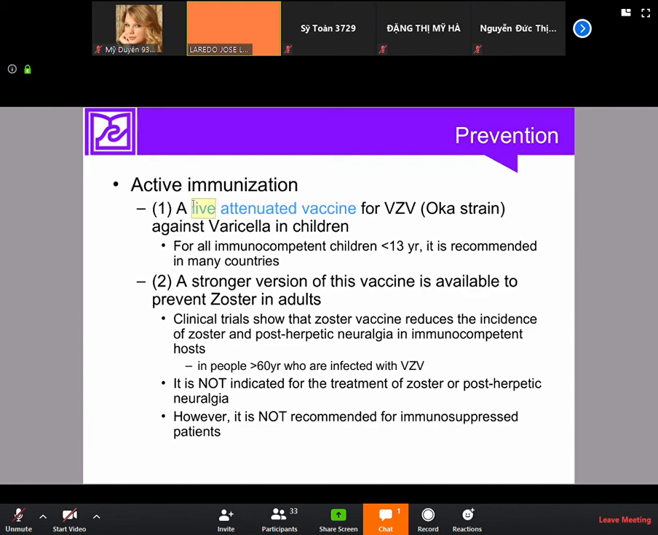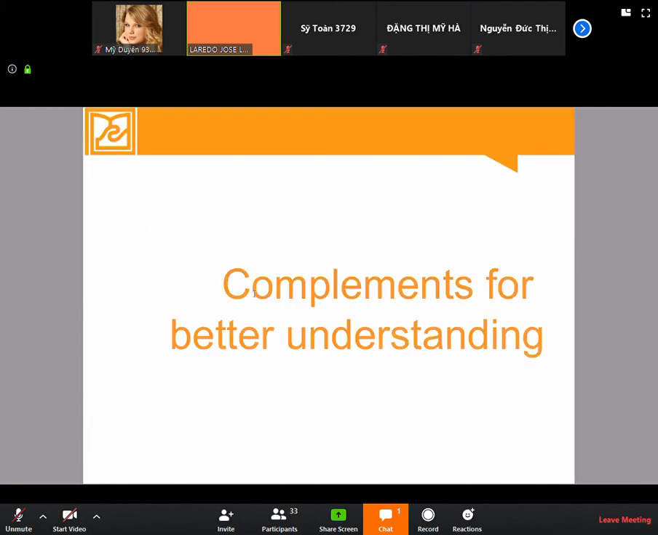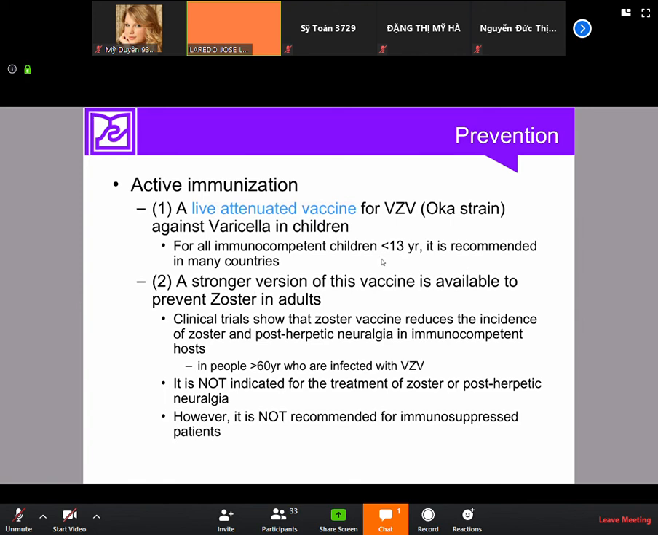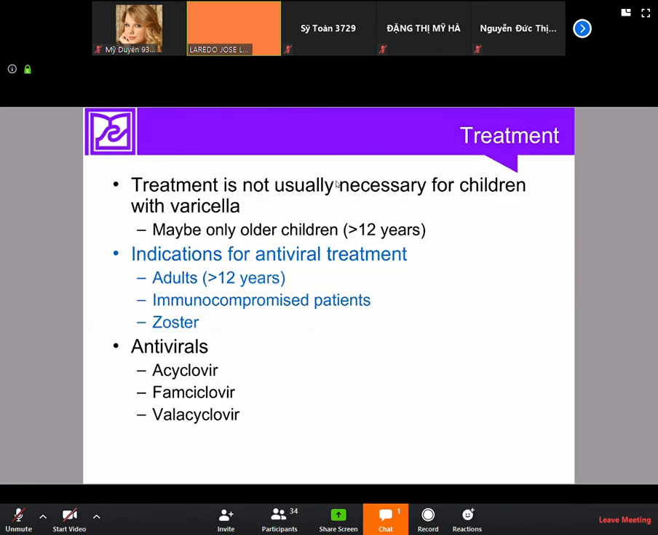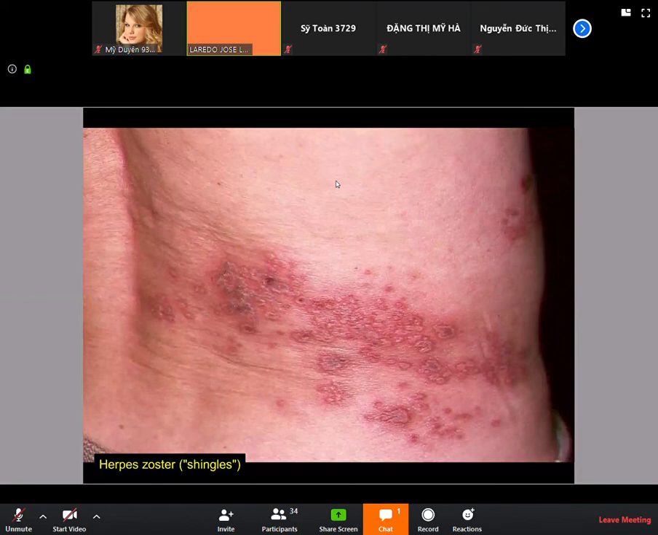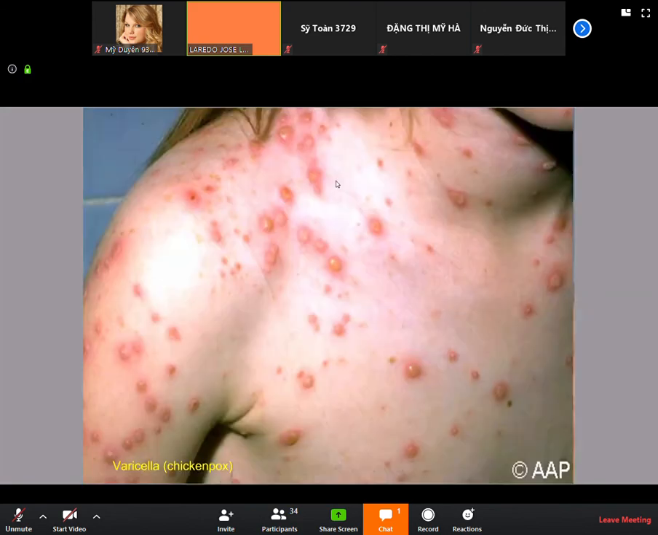This vaccine should be given in small children. But again, this vaccine is not perfect and cannot protect all the people. So let me go again to the pathogenesis, but we have some time and we can explain better.